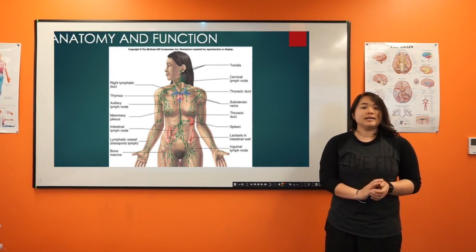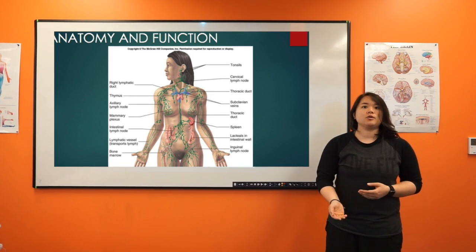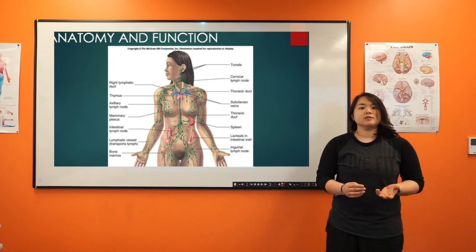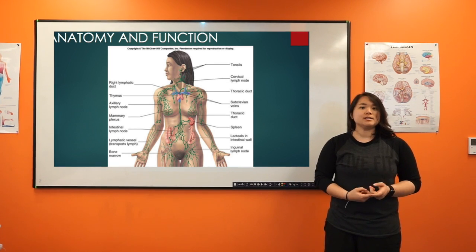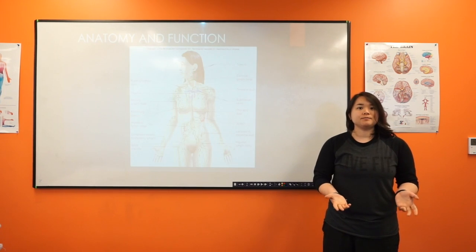So the connective tissues in the lymph nodes are attachment sites for some of the cells of our immune system, including the B cells, T cells, some macrophages, as well as dendritic cells.